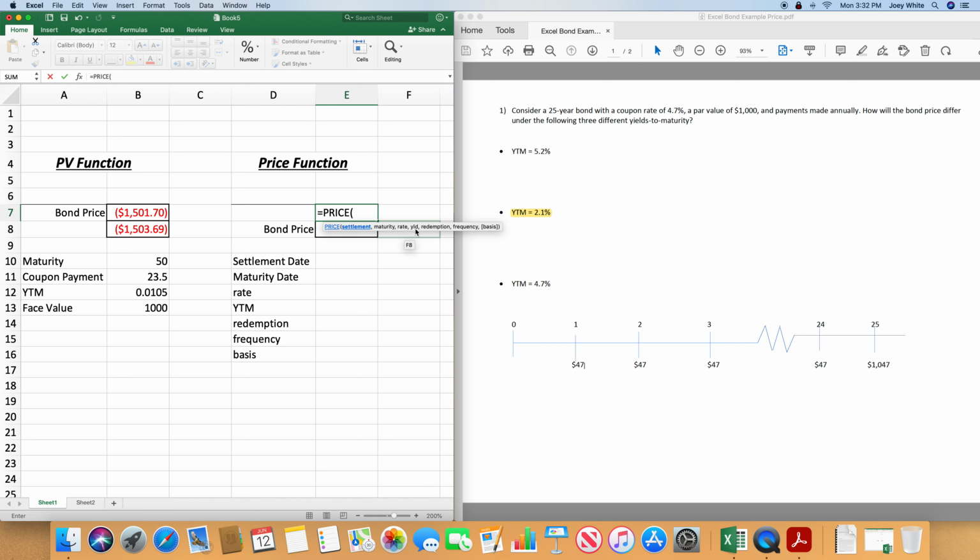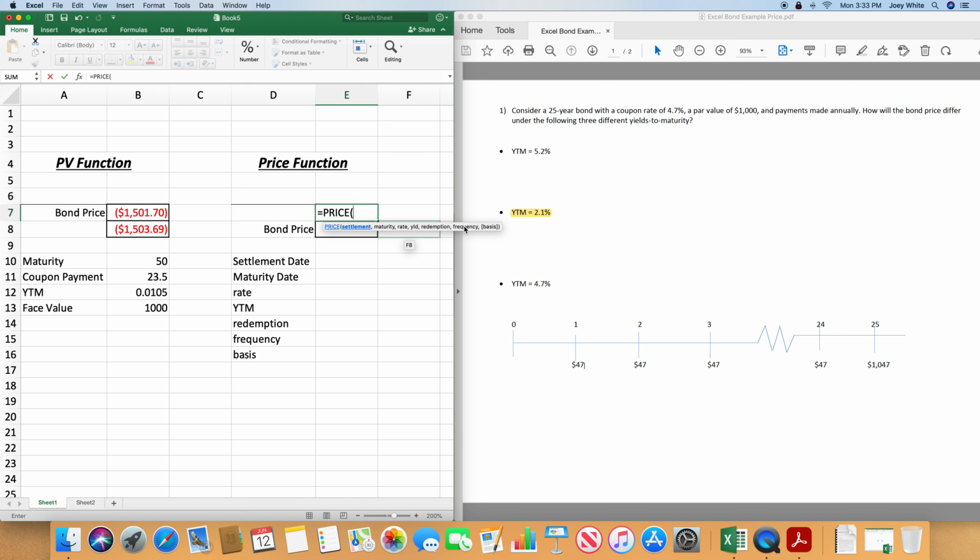Notice we have another input for yield to maturity. Rate is the coupon rate. Yield to maturity, as I've already said, is yield to maturity. Redemption is what percent of par gets paid back. In most bonds, 100% of par gets redeemed once the bond matures. There are some cases, maybe if they're in bankruptcy, where they might default on part or all of the par, and in that case you would put less than 100. But as long as they're getting 100% of par back at maturity, you just put 100 for redemption.